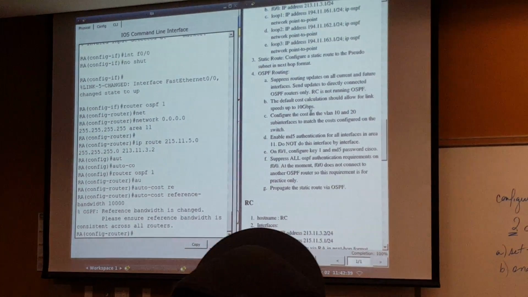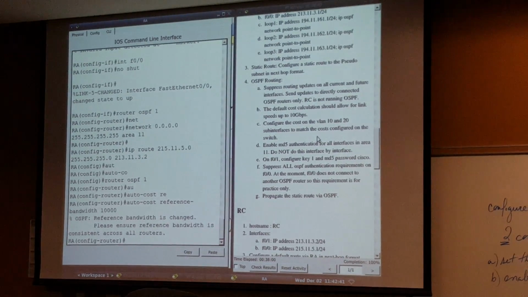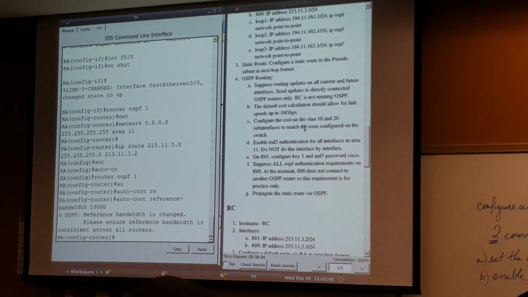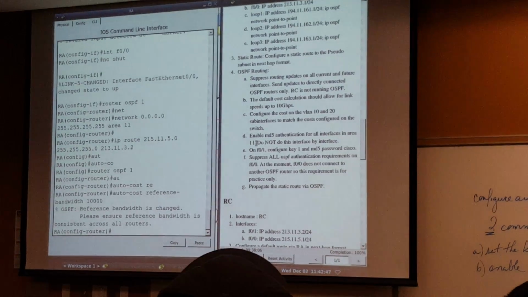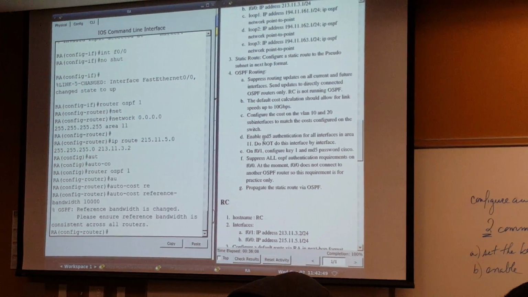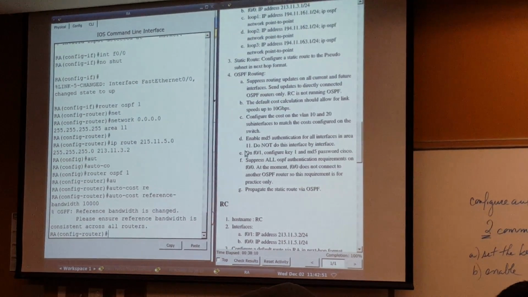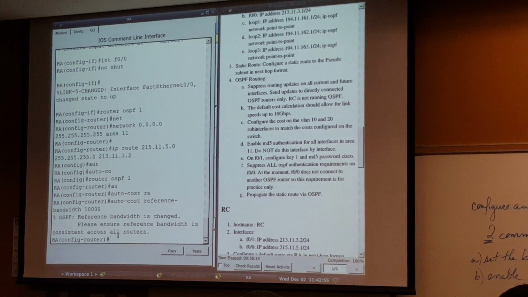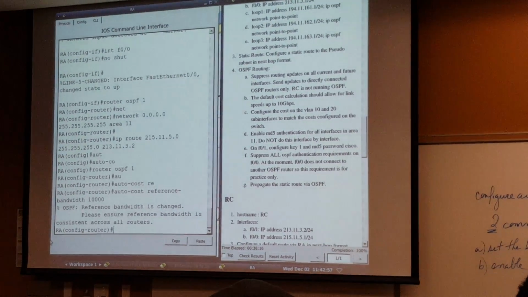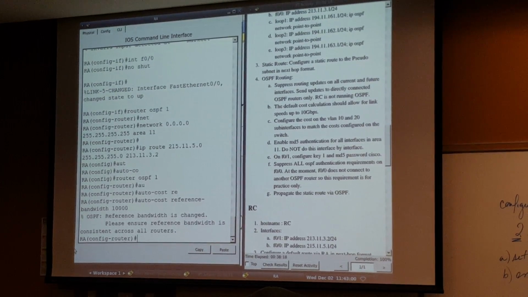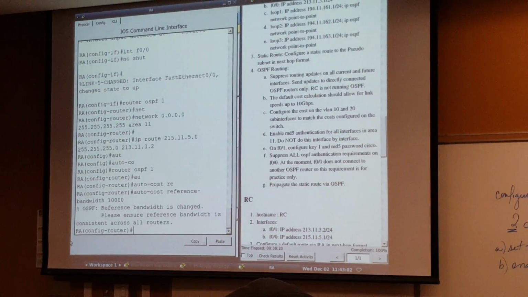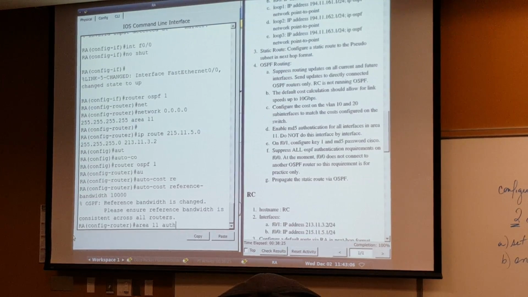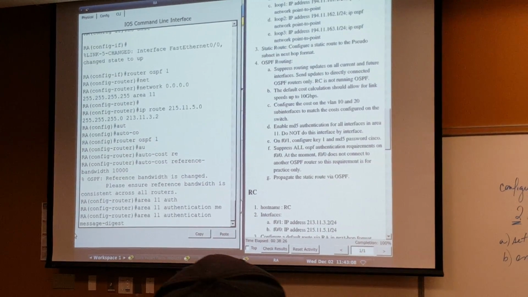The router array cost on VLANs 10 and 20 is nonsense because router array has no VLANs. Now, router array, we're doing authentication differently. It says enable MD5 authentication for all interfaces in area 11. Do not do it interface by interface. So this is under your router OSPF 1, so you're in config router mode.